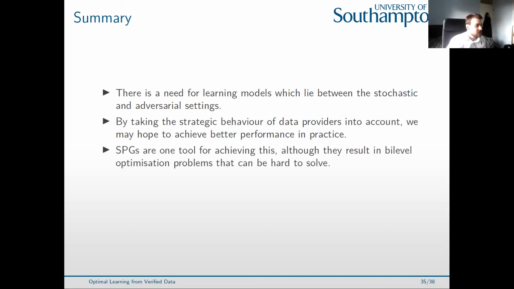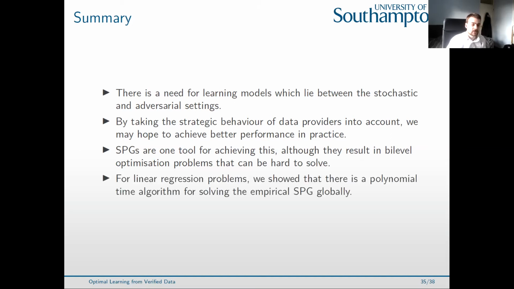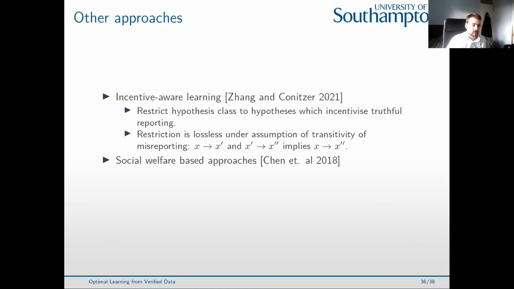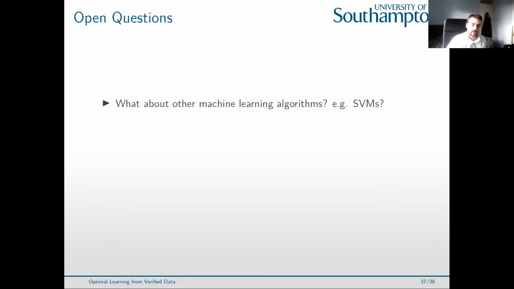And of course, SPGs are one tool for doing this, and we outlined this, and they result in these bi-level optimization problems, which are very difficult. But for linear regression problems, we show that this is actually not too much of a problem, and we can solve this in polynomial time. And we can solve it globally, which is great. So I will skip this because I don't think it's actually that relevant. And I would just like to very quickly finish with some open questions, which I think are very interesting.